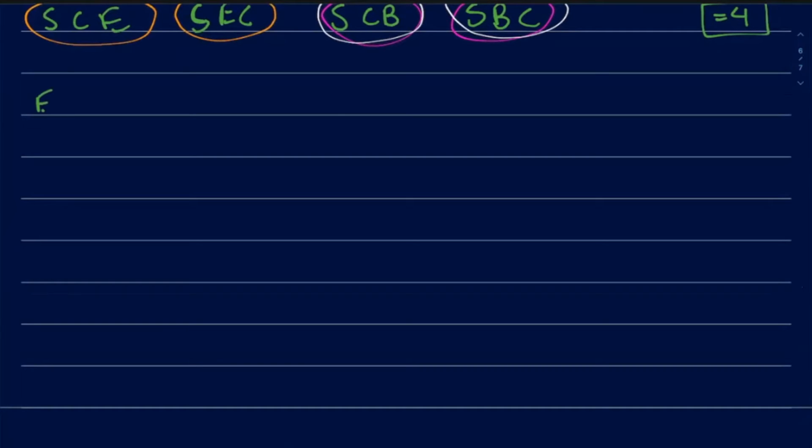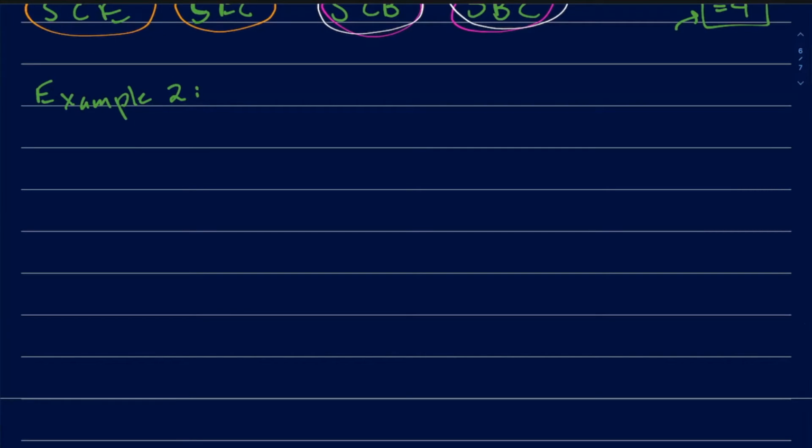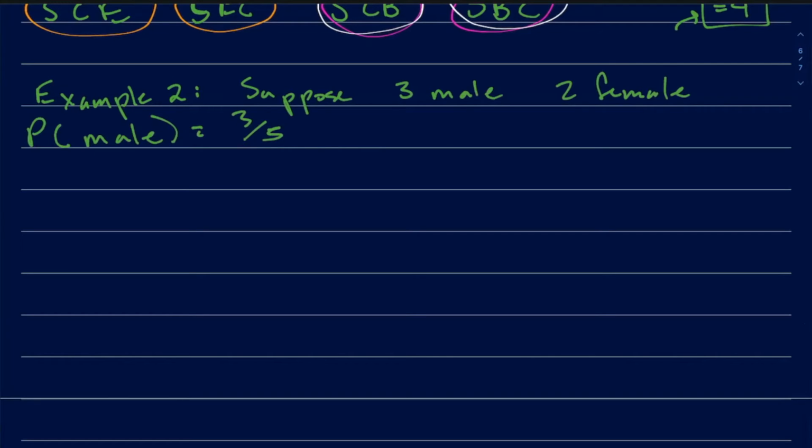So we'll do example 2. Suppose there are 3 males in the class and 2 females in the class. If a random student was chosen to the board, what's the probability that student would be male? 3 out of 5. Real simple, right? What would the probability be that that student would be female? 2 out of 5. Everybody following me so far?